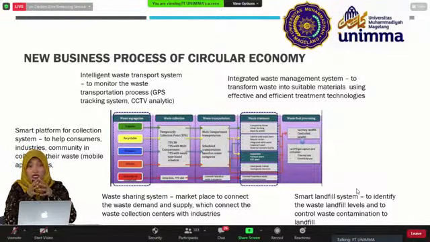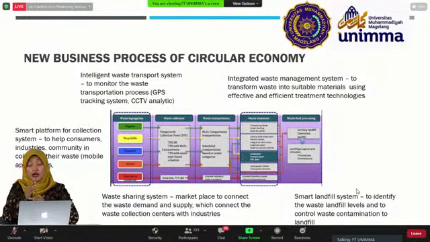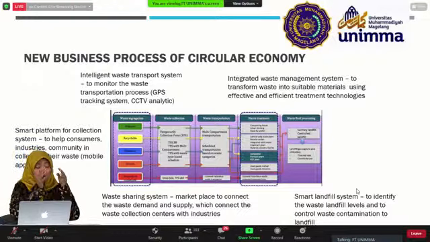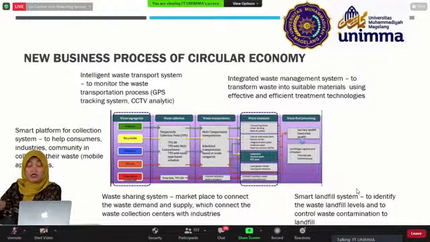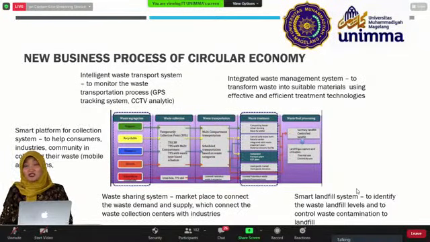But if they have a waste sharing system, they can give information. So the waste can be collected, and then they can connect to big industry to process their waste. Nowadays, it cannot be done like that. Why? Because one waste bank only has a small amount of waste, and a different waste bank also has a different small amount of waste. But now, if Industry 4.0 is implemented in the circular economy, we can make a waste sharing system. So this is very good.